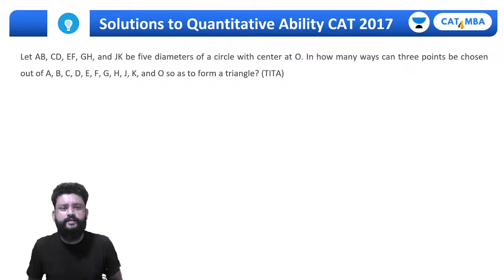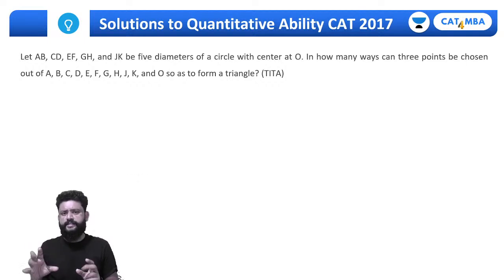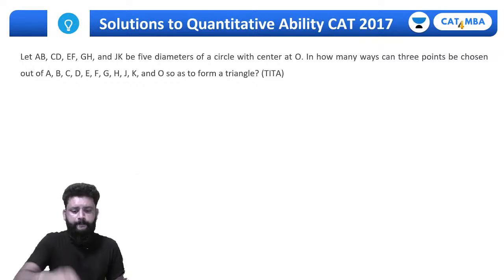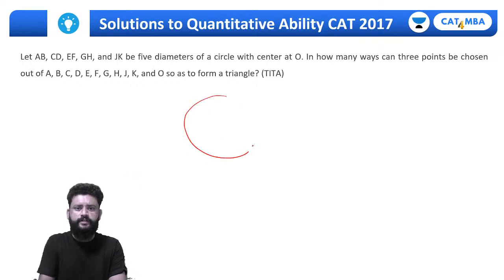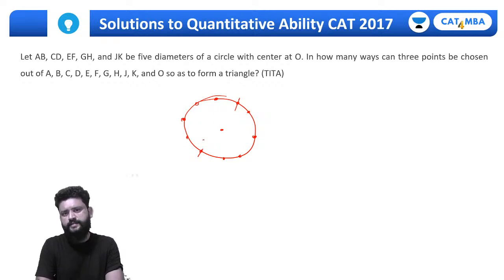Let A B C D E F G H and J K be 5 diameters of a circle with center at O. In how many ways can 3 points be chosen out of this? So basically there are 5 diameters, so there will be two end points each on the circumference, a total of 10 points on the circumference. On the complete circumference of the circle, there are 10 points, and 1 point at the center.